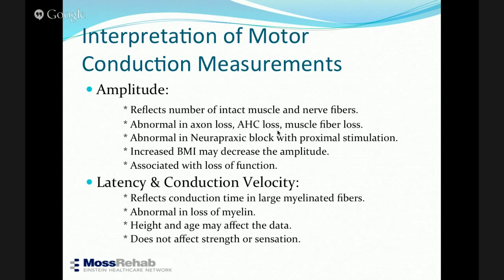And this is the thing you'll have to remember always. If there is loss of amplitude, true loss of amplitude, that is always associated with loss of function. Okay? It's a very good point to remember. If you have decreased amplitude in a patient who has 5 over 5 muscle strength, that means the problem is not the patient, it's you. Okay? Very important to remember, because it could be related to the fact that you have placed your active recording electrode in the wrong place. So the amplitude is going to be smaller.